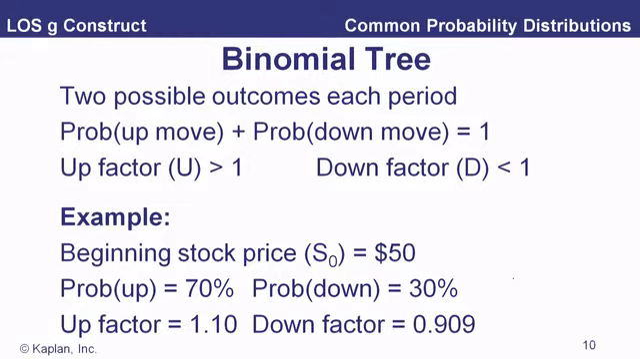So as an example, consider a beginning stock price of $50. Our probability of an up move is 70%. Our probability of a down move then must be 30%. And we're given the up factor and the down factor. Our up factor is 1.1, our down factor is 0.909.